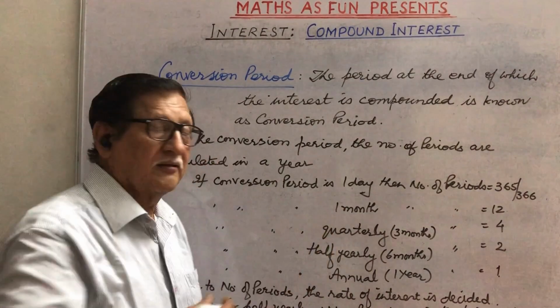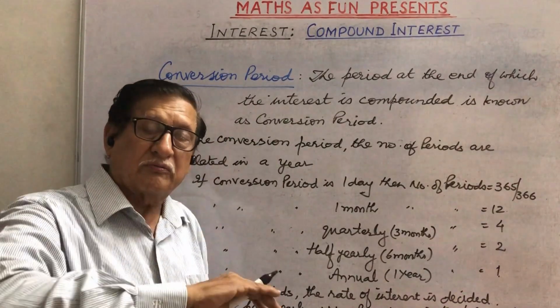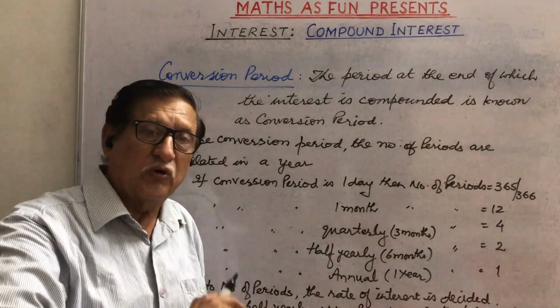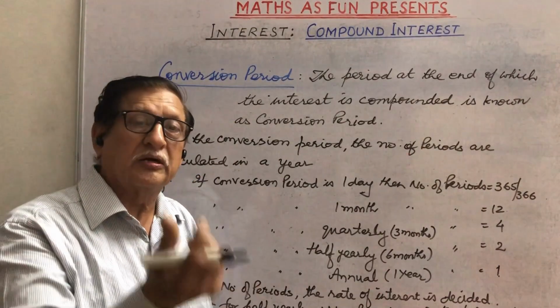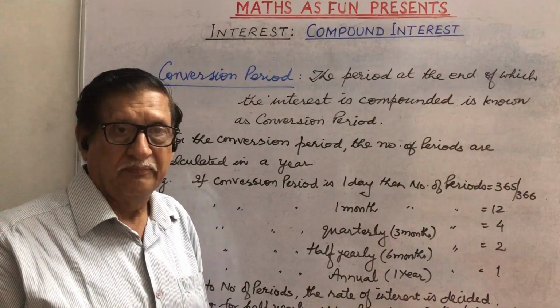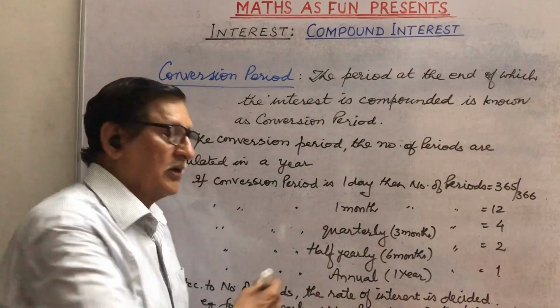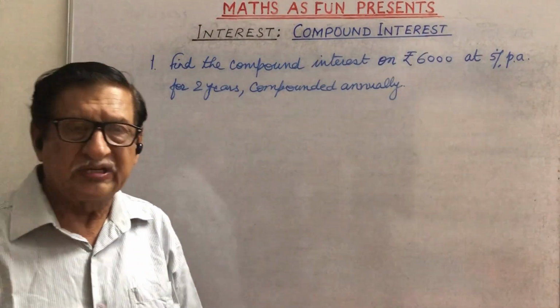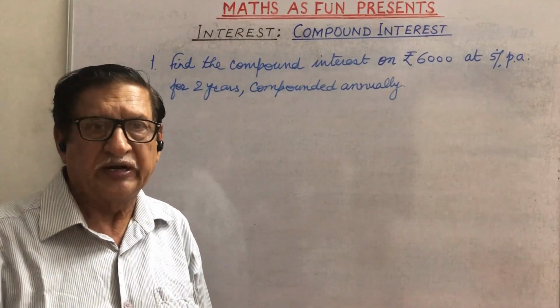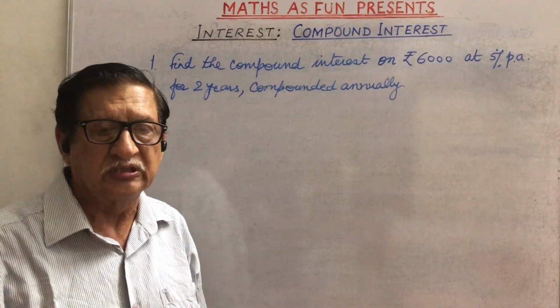Similarly, for quarterly, we will divide the rate which is per annum by 4 and multiply the time by 4 to make it in number of quarters. And likewise, we will be applying this in the particular problems. Now we discuss some problems on finding the compound amount and compound interest.